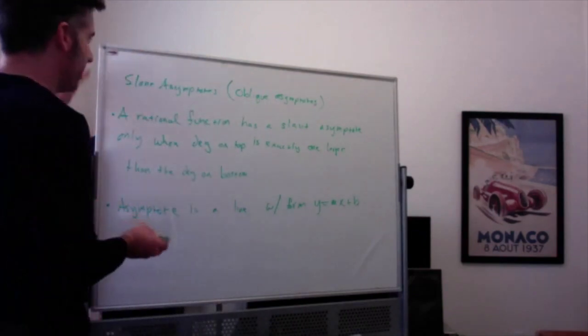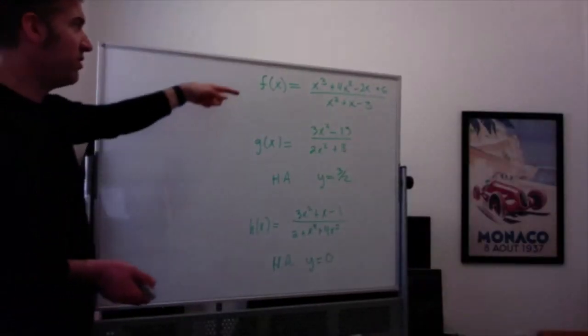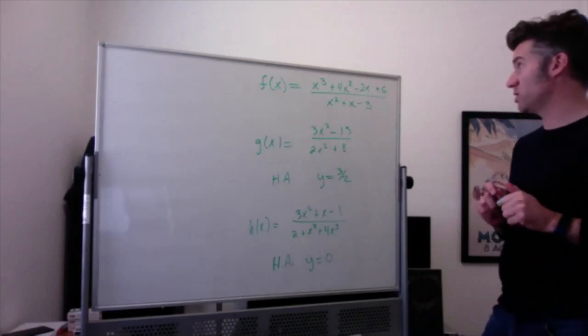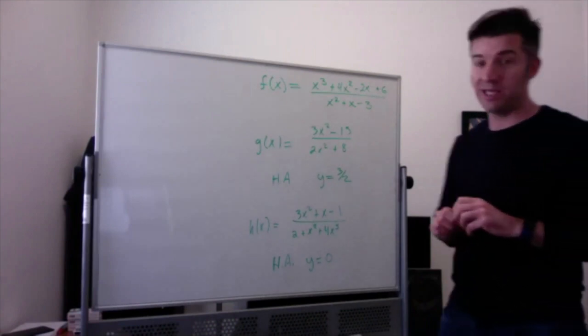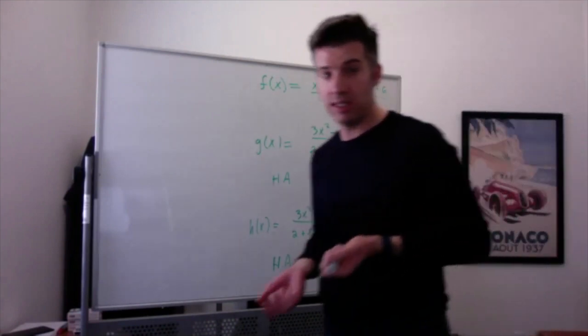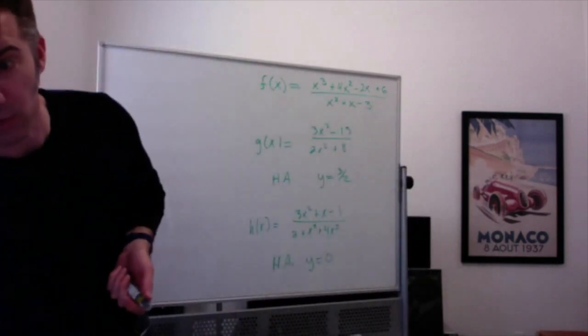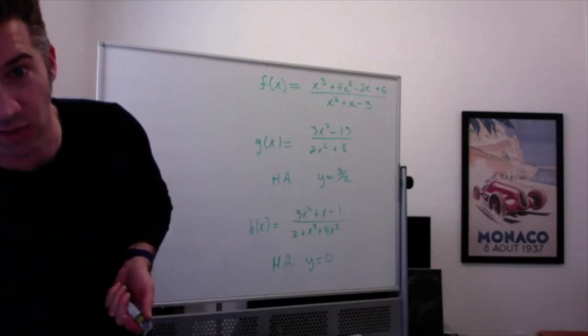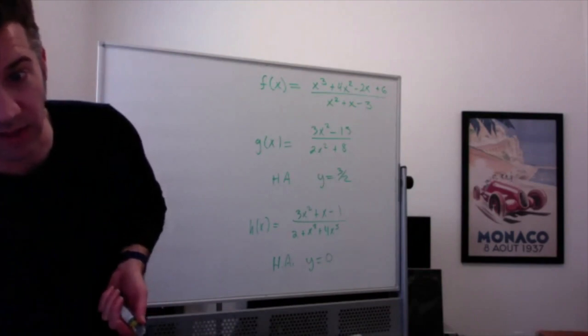So to find the slant asymptote, first you have to identify that you have one. This function here, f of x equals x cubed plus 4x squared minus 2x plus 6 over x squared plus x minus 3, does have a slant asymptote because the degree on top is 3 and the degree on the bottom is 2. The degree on the top is exactly 1 larger, which is exactly when we have a slant asymptote.